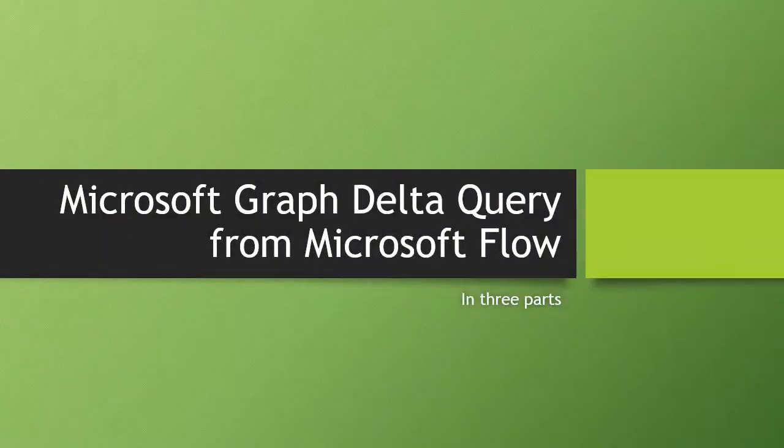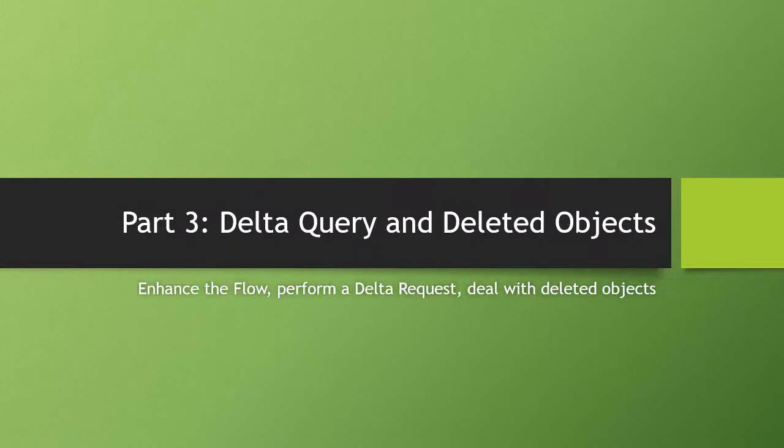This is part 3 of the series on using the Microsoft Graph and a Delta query from Microsoft Flow. If you are starting here, I suggest you go back to part 1 and understand what it is we're doing, and then go through part 2, and that will prep your flow for this third and final installment of the series on simply getting a flow to work against the Microsoft Graph using a Delta query.